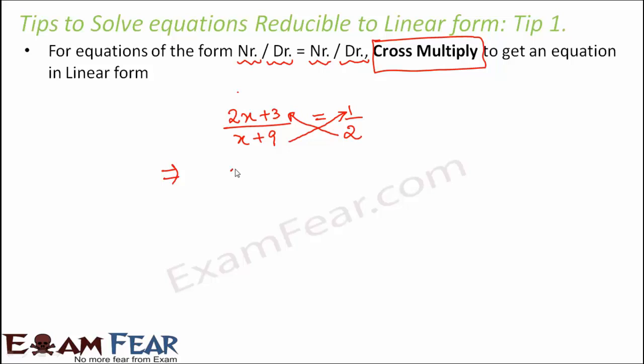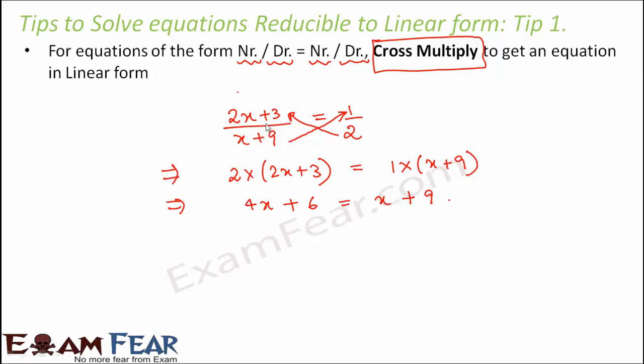So in this case, what will happen? 2 into 2x plus 3 will be equal to 1 into x plus 9. So that is what you will get. So in this case, 2 into 2x would be 4x plus 2 into 3 would be 6, and this side it would be x plus 9.